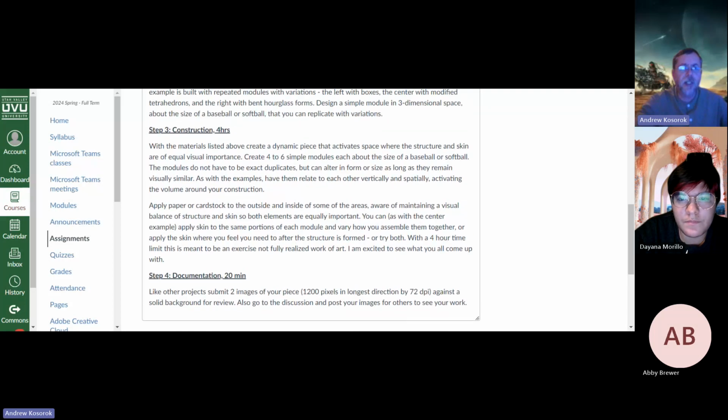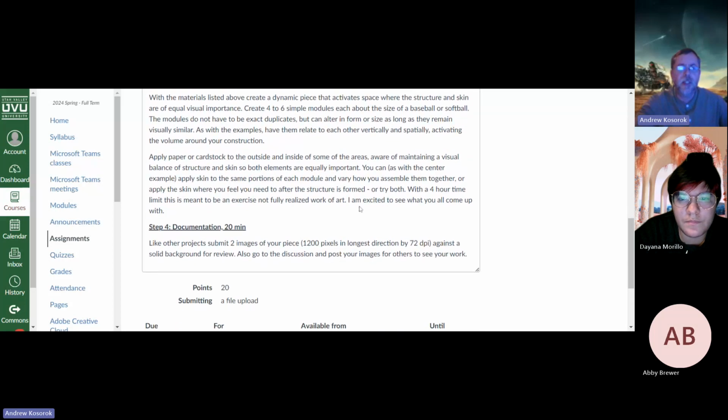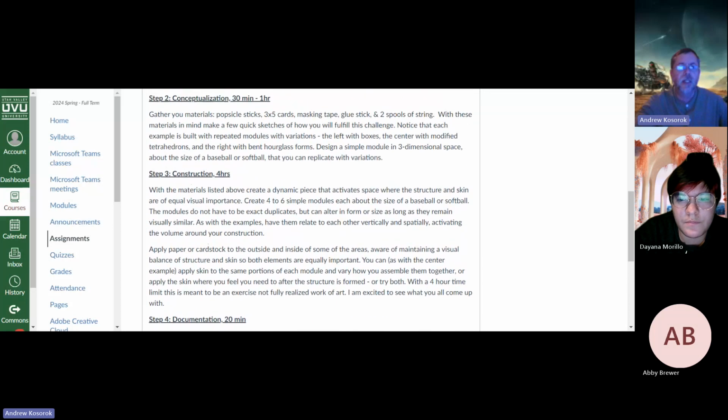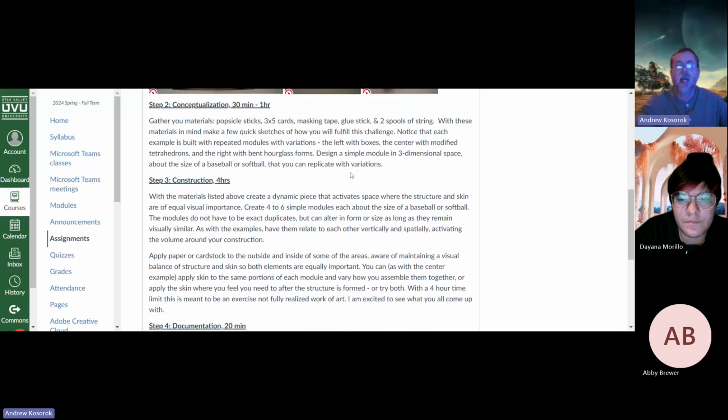So you're going to design it, you're going to construct it like that, and some of the things to be paying attention to are creating the modules and then covering some portions with paper and others leaving blank so that you have a really good balance of being able to see the sticks and being able to see the paper.